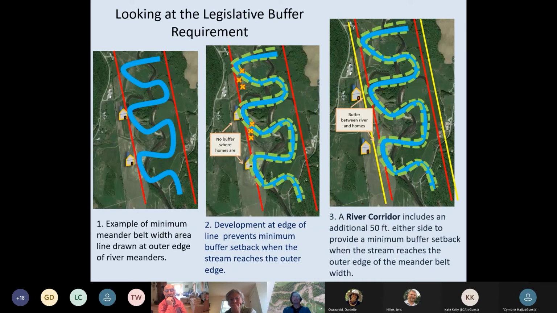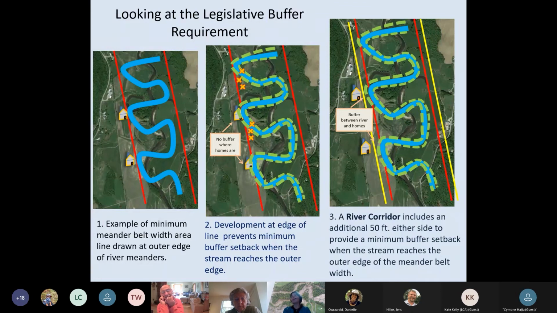We can look at this example on a map. So in the first example, you can see the minimum meander belt width area line drawn on the outer edge of the river meanders. This picture is from the Lamoille River outside of Jeffersonville, and you can see the large old meanders as well as my blue squiggly stream that gives you an idea of how far over time the river has moved.